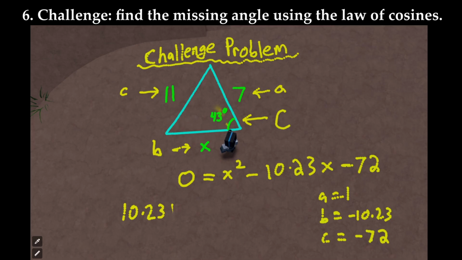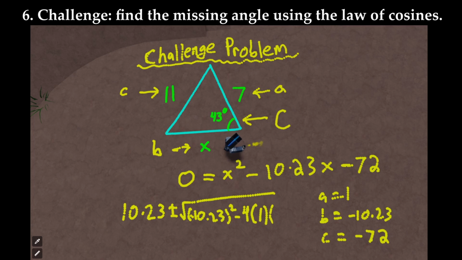And then plus or minus the square root of b squared, so negative 10.23. It's getting kind of messy, sorry. Let me just rewrite that, that's too messy. So negative 10.23 squared, minus 4ac, so a is 1, and c is negative 72, and then all over 2a. Well, 2 times 1 is just 2. And then now let's simplify that nasty square root. Negative 4 times 1 times negative 72 is just positive 288.